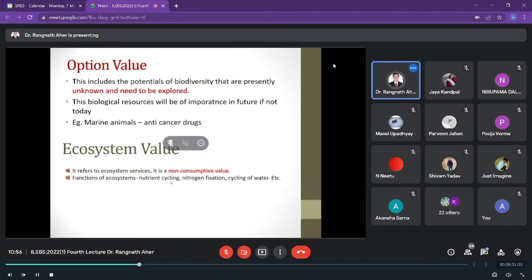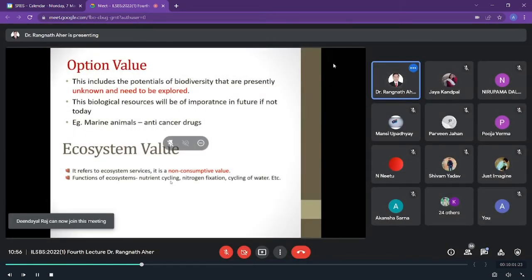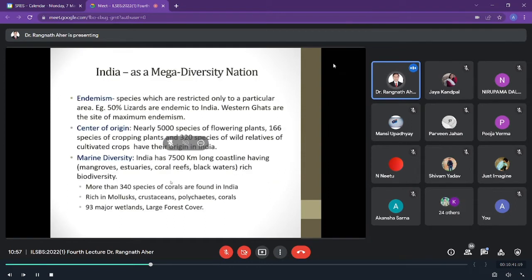Next one is the option value. This includes the potential of biodiversity that is presently unknown and needs to be explored. These biological resources will be of importance in future, if not today. For example, the marine animals which take part in the anti-cancer drugs. And the last one, the ecosystem value, it refers to ecosystem services. It is a non-consumptive value. The functions of the ecosystem: nutrient cycling, nitrogen fixation, cycling of water, etc. All these are related to the ecosystem values, and these are the various values of the biodiversity.